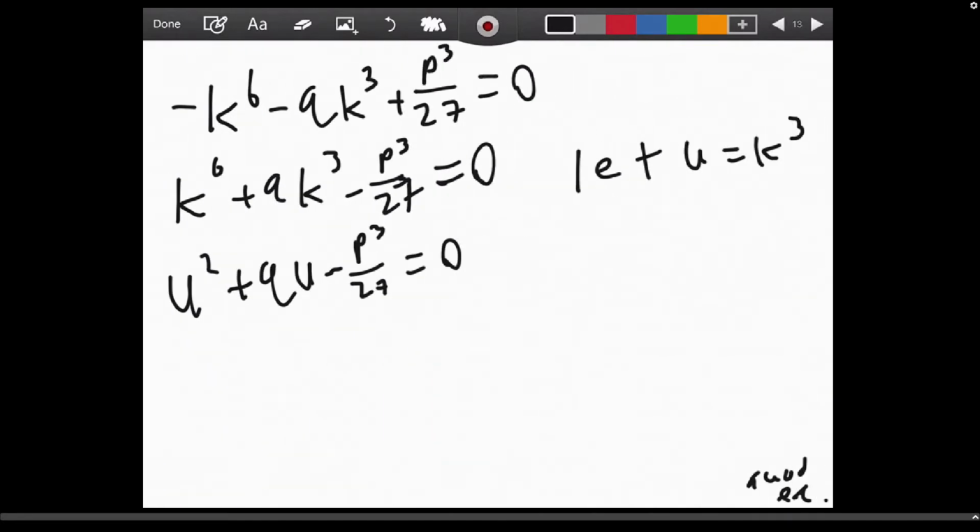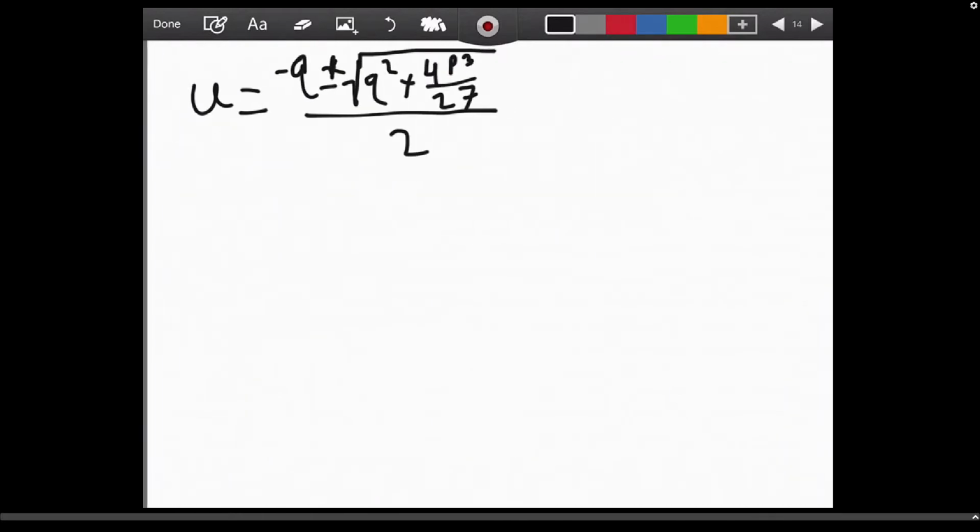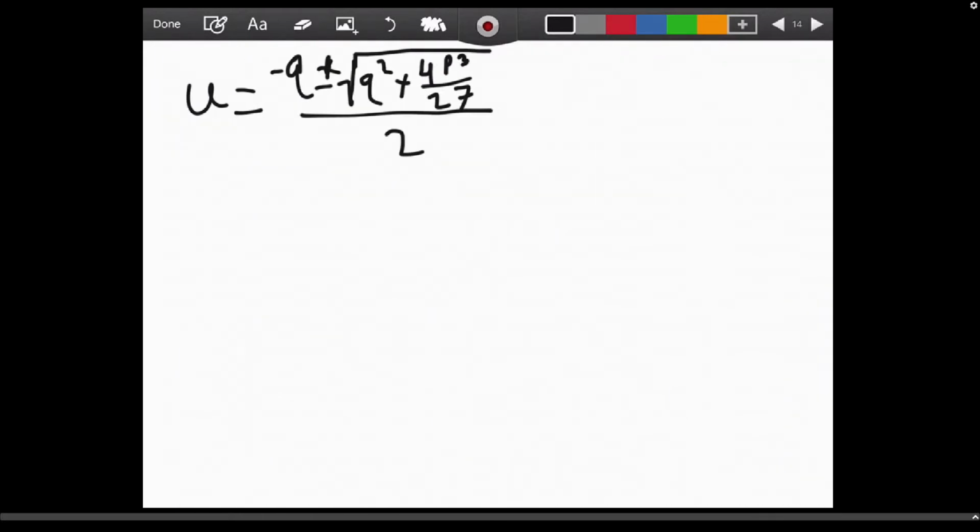We're going to factor out a negative to make it an easier equation. K to the power of 6 plus qk cubed minus p cubed over 27 equals 0. Then we make a new variable u equal to k cubed. That gives us a quadratic, u squared plus qu minus p cubed over 27 equals 0. From there, we use the quadratic formula, if you remember from Algebra 2: x equals negative b plus or minus square root b squared minus 4ac over 2a. We use these coefficients.